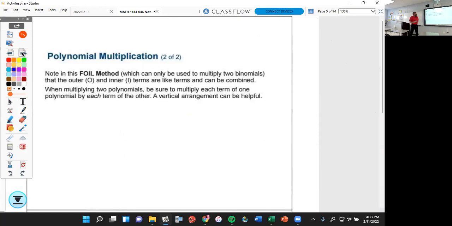Note that this FOIL method can only be used to multiply two binomials. So if I have a monomial times a binomial, can't use FOIL. If I have a binomial times a trinomial, can't use FOIL. If I have a trinomial times a trinomial, no, doesn't work. The only thing we can use FOIL on is two binomials, okay? When multiplying two polynomials, be sure to multiply each term of one polynomial by each term of the other.